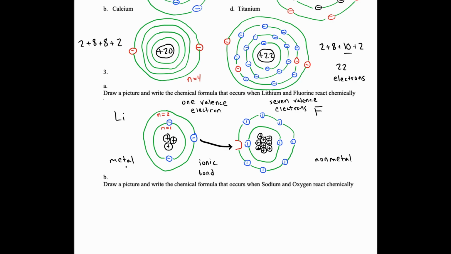But what we find is that metals are electron donors. And nonmetals are often electron receivers in an ionic bond. So when lithium gives its electron to fluorine, we're going to write that chemically as a compound. And we'll just simply write it by sandwiching Li and F together.